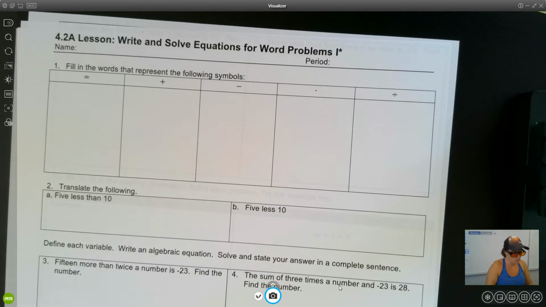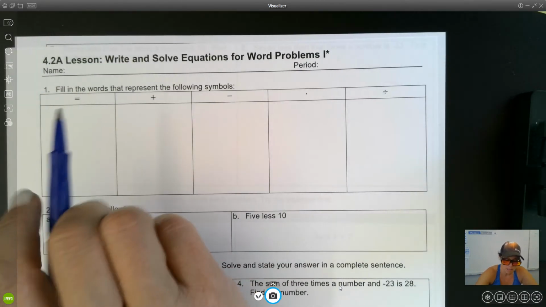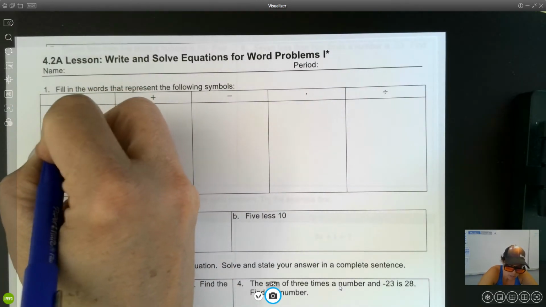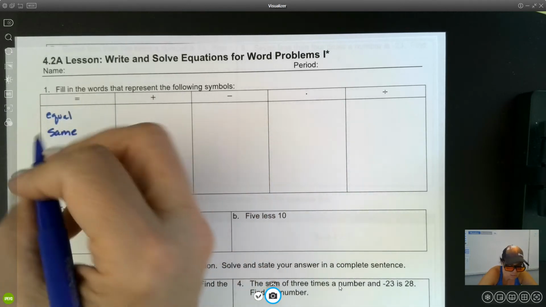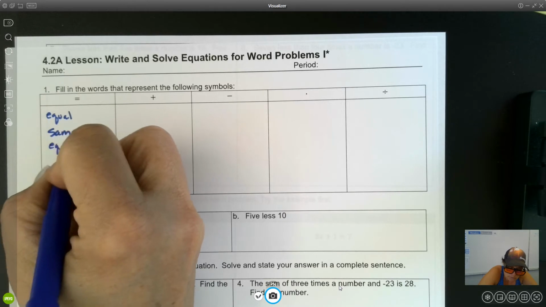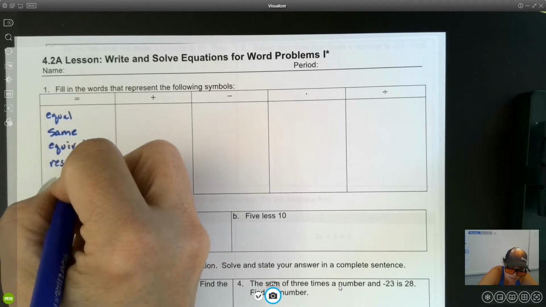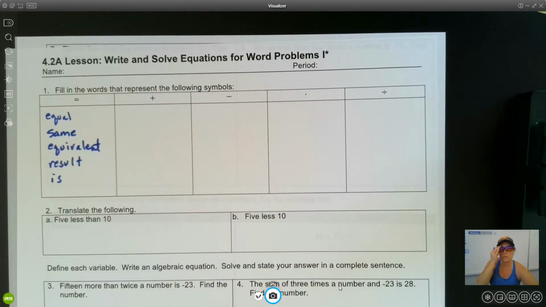All right, so fill in the words that represent the following symbols. We need to come up with words we might see in a story problem that mean an equal sign. Obviously, equal. You might see the word same. Equivalent is another one. Result. And the word is. All of those words mean equal sign.